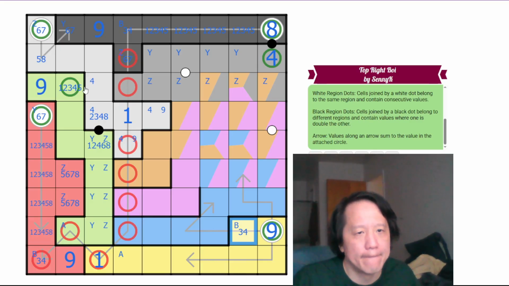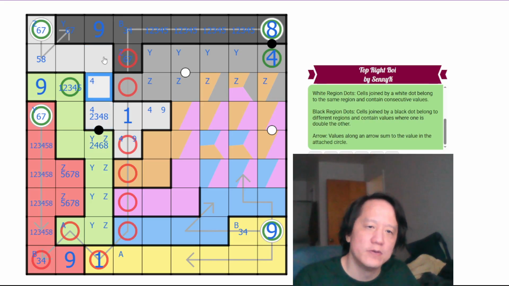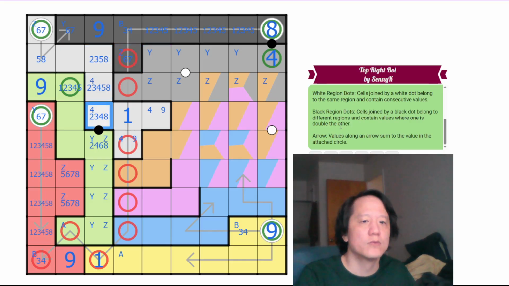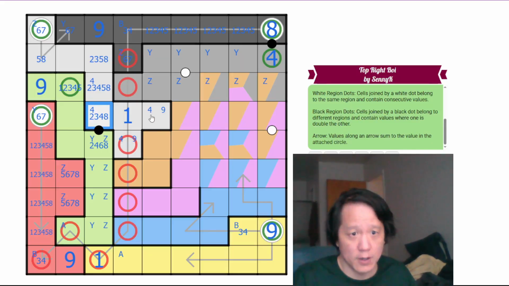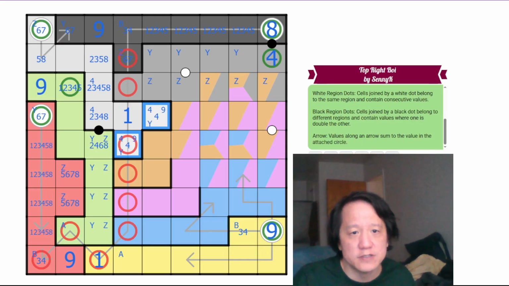Okay. These cannot be 6 or 7. So we have no 1. This can't be 1 because of 1 in the column. No 9. So we have 2, 3, 4, 5, 8. No 4 here because of 4 in the row. Okay, so where are 6 and 7 here? 9 has to be one of these two. 6 or 7 for the Y has to be one of these two. That means this is not 4.